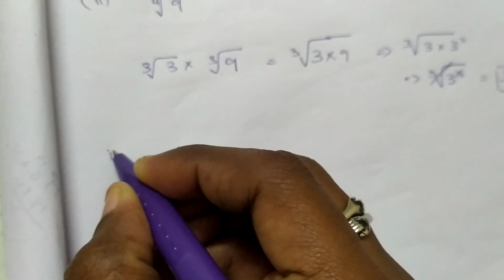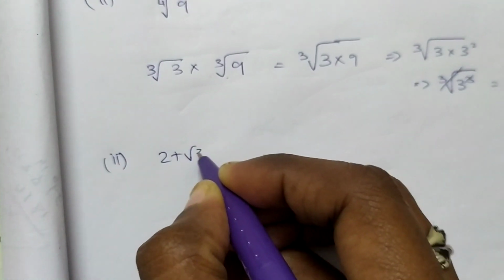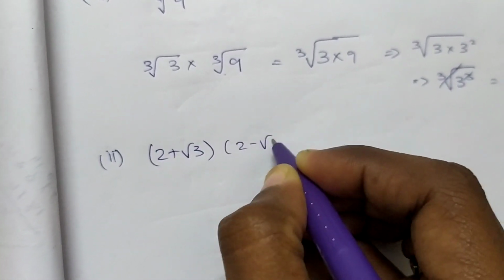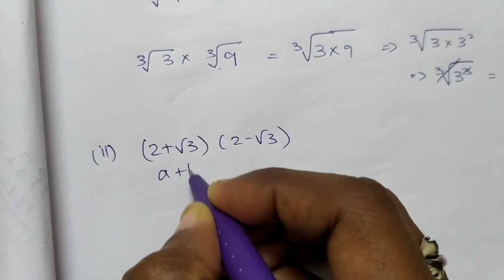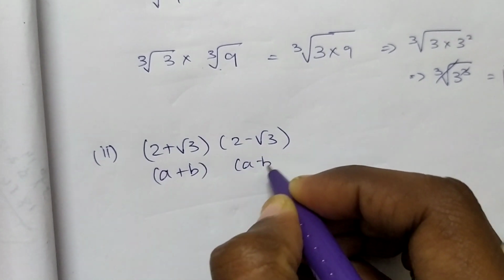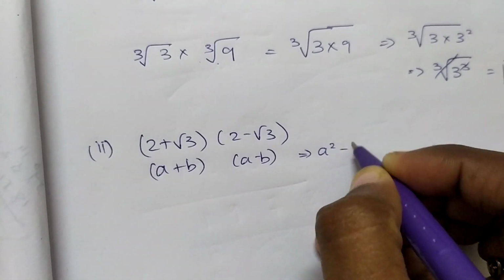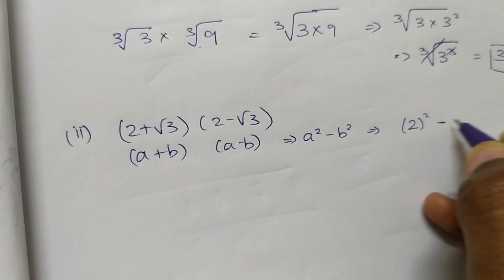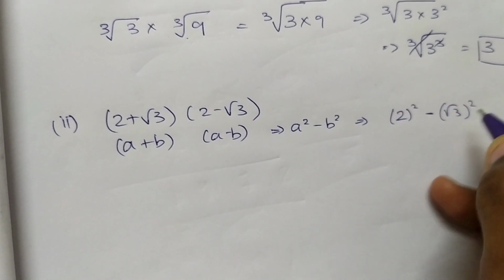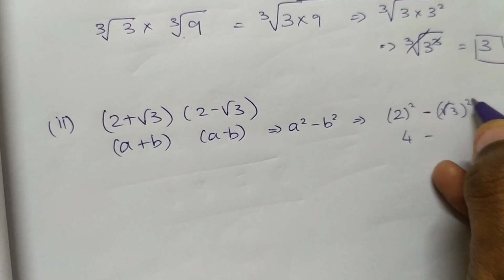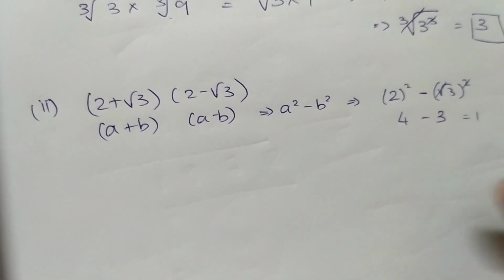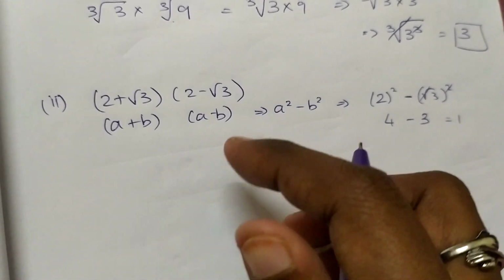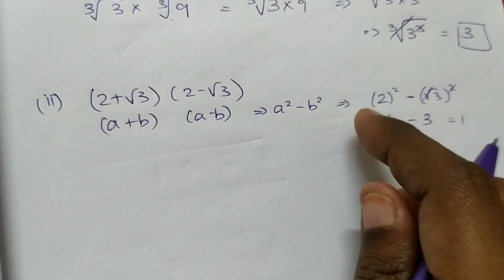Then next we are going to see 2 plus root 3 into 2 minus root 3. Here it is in the format of a plus b into a minus b. So you can write it like a square minus b square. Therefore you will be getting 2 square minus b square, which is root 3 the whole square. So 4 minus 3, as square and root will get cancelled. So you will get 1. This is the algebraic identities formula.